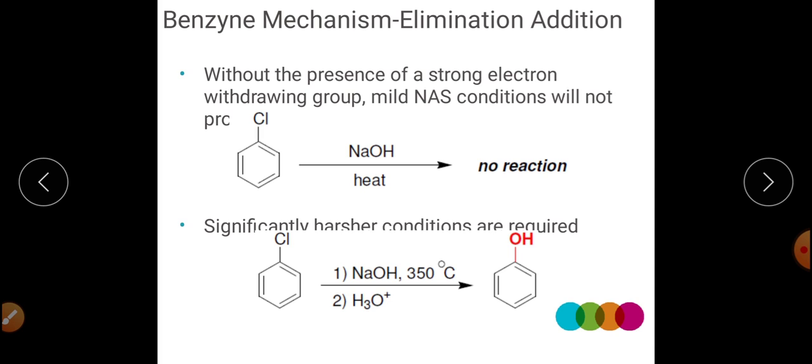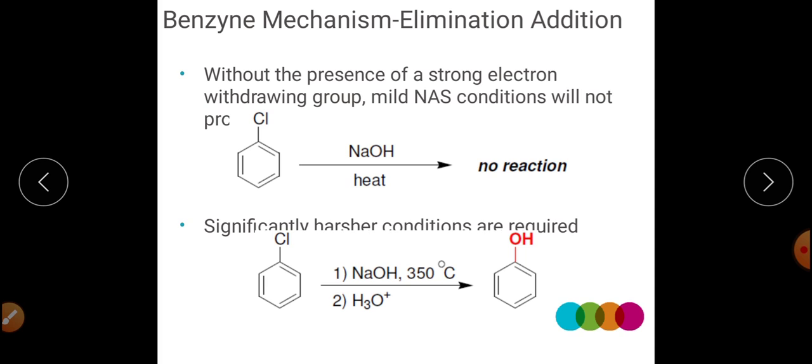Now the third mechanism. Yesterday we discussed ArSN2. Today in the first slide we discussed the ArSN1 mechanism, and now we are going to discuss the benzyne mechanism, the third mechanism of aromatic nucleophilic substitution reaction, which is called the elimination addition mechanism, in which the first step is the elimination step, followed by the addition. Ultimately you will get the substituted product in which one nucleophile substitutes another on the aromatic system.